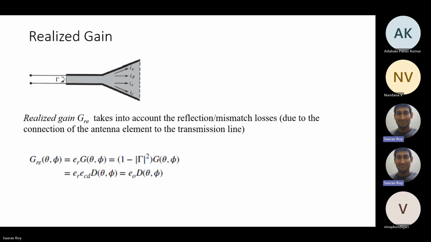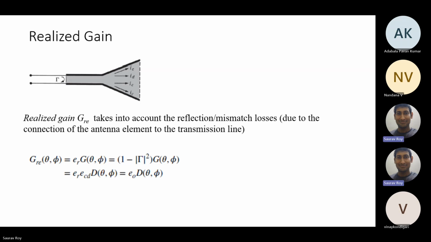Okay, so this is called IEEE gain. Next, we will see realized gain. If you take all the other losses into account, what gain will we have? Your gain will be further reduced, right? Here it says it takes into account reflection loss or mismatch loss, and also the polarization mismatch losses. All other losses are taken into account. Here you have G realized theta phi equals (1 minus gamma squared) into G theta phi, equals E naught into D theta phi.